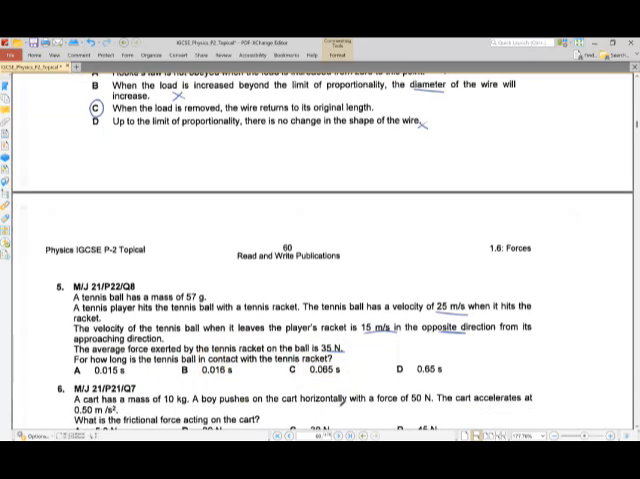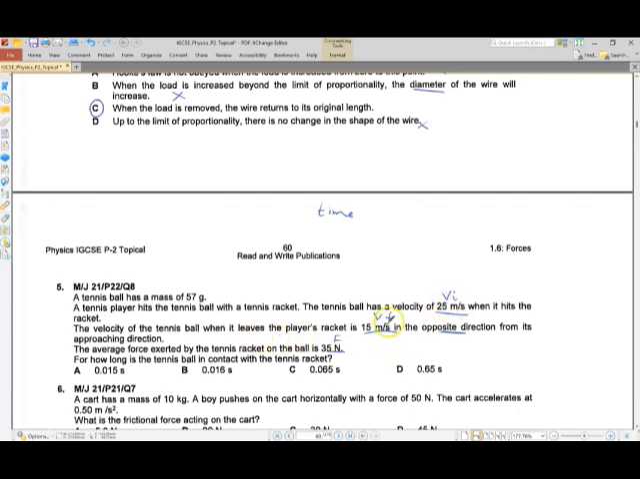We've got to find the time in this question. We have the mass of the ball. We have the initial velocity of the ball. We have the final velocity of the ball. We have the force that is acting on the ball.